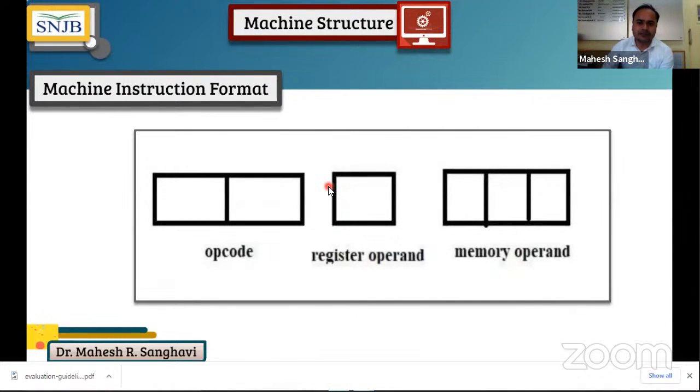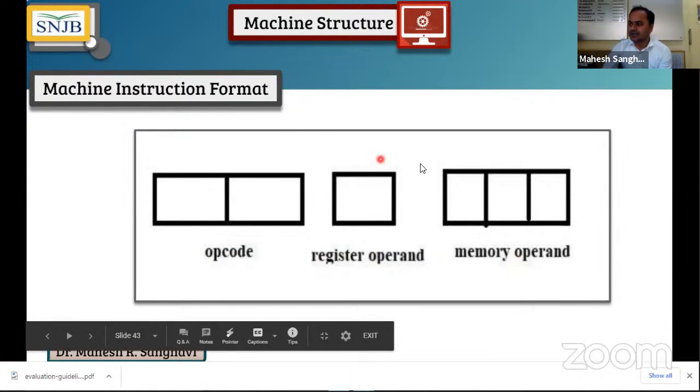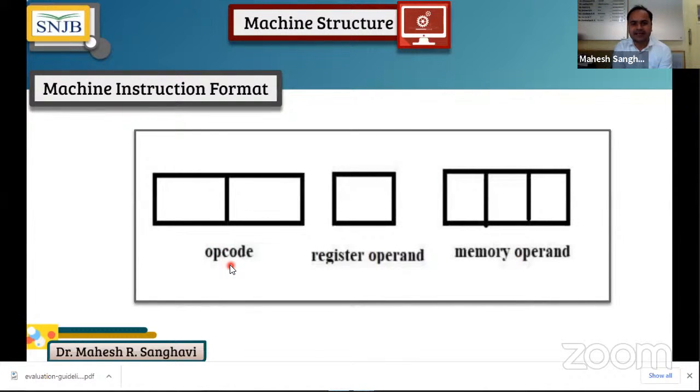In case of your microprocessor, you might have seen opcode and operands, because that depends on what kind of instruction it is. If it is a binary instruction, it will take two operands. If it is a unary instruction, it will simply take only one operand. Which is unary and which is binary, we'll see in later stages.